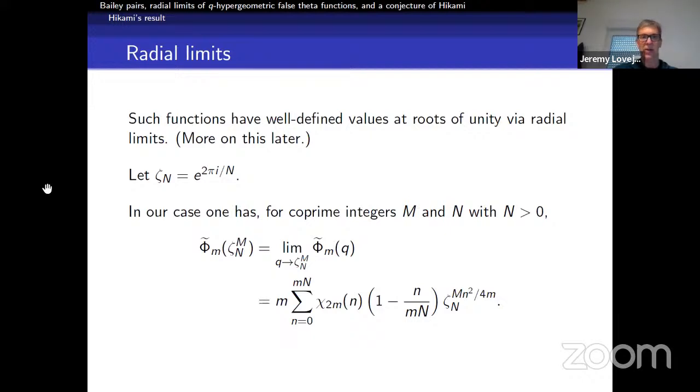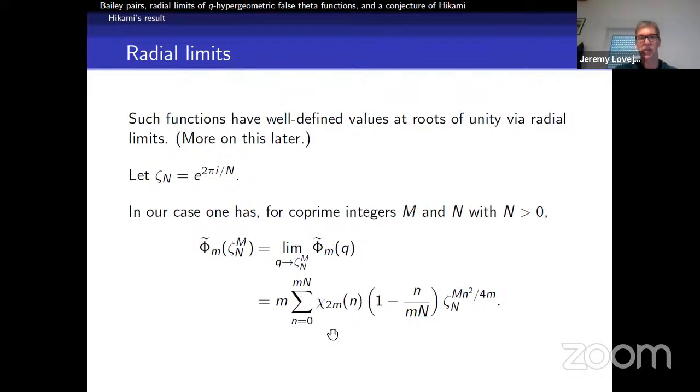And so for these values at roots of unity via radial limits, in our case, we have for coprime integers m and n with capital N bigger than 0. I'm abusing notation here twice, actually, because this limit should be a radial limit. This is not really the value of the function at the root of unity, but we can think of it as the value of the function at the root of unity. So phi sub m tilde of zeta N to the m is equal to this limit, this radial limit as q approaches this root of unity from inside the unit disk. And this is just the expression.